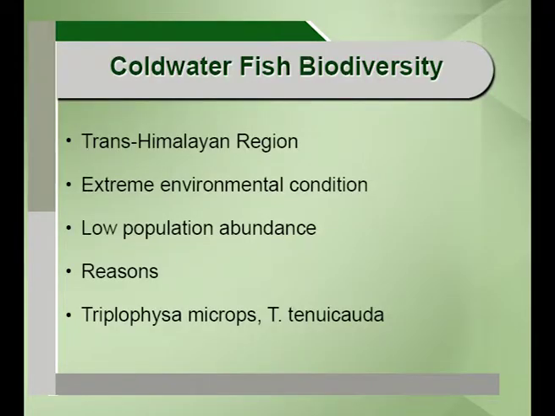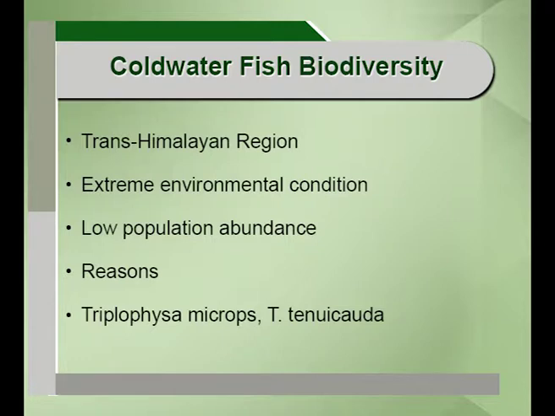In that region, population-wise, it is very low. So what is the low population because of? It is because of the seasonality. It is because of the unpredictable nature. That is the reason why, since this region has an extreme environmental condition, the fish population is very low.